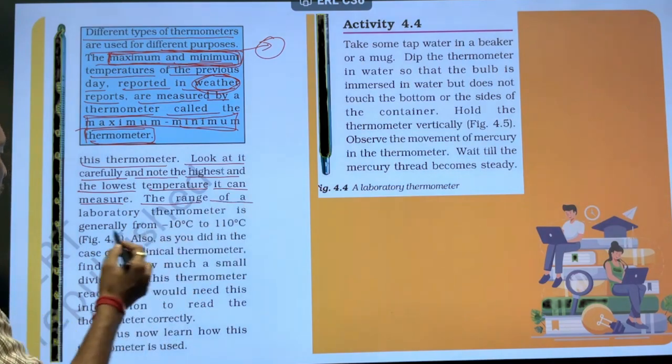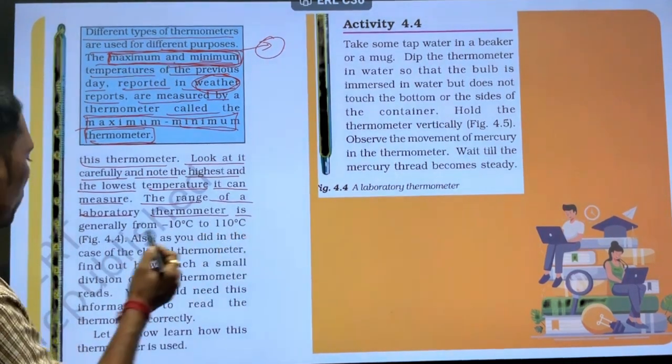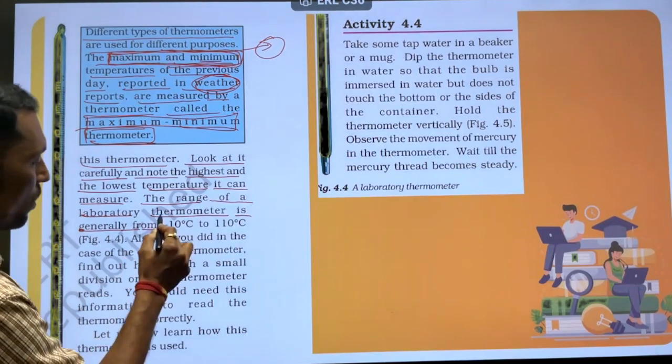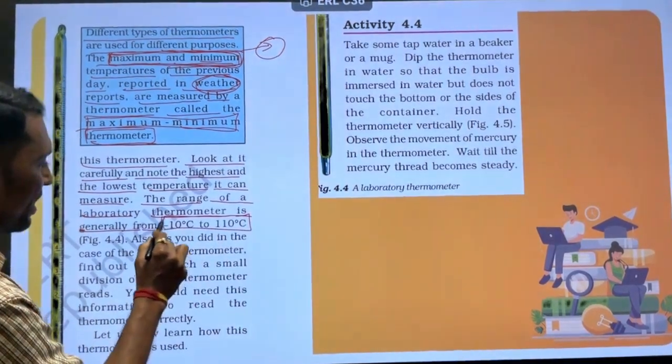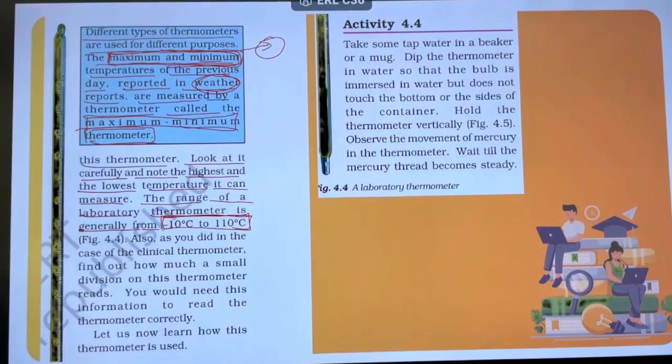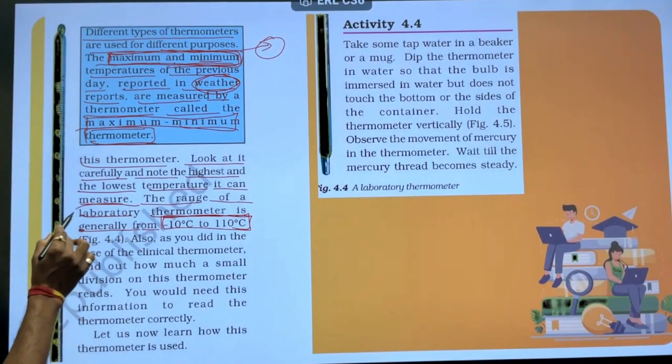The range of a laboratory thermometer is generally from minus 10 degrees Celsius to 110 degrees Celsius. We are discussing the laboratory thermometer. Which thermometer? Laboratory thermometer.